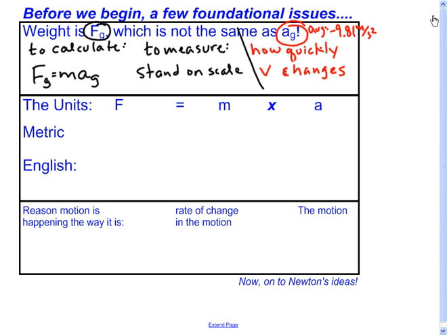But weights are certainly not 9.81. You cannot weigh negative 9.81 meters per second, because negative 9.81 meters per second isn't a force. Your weight is a force.